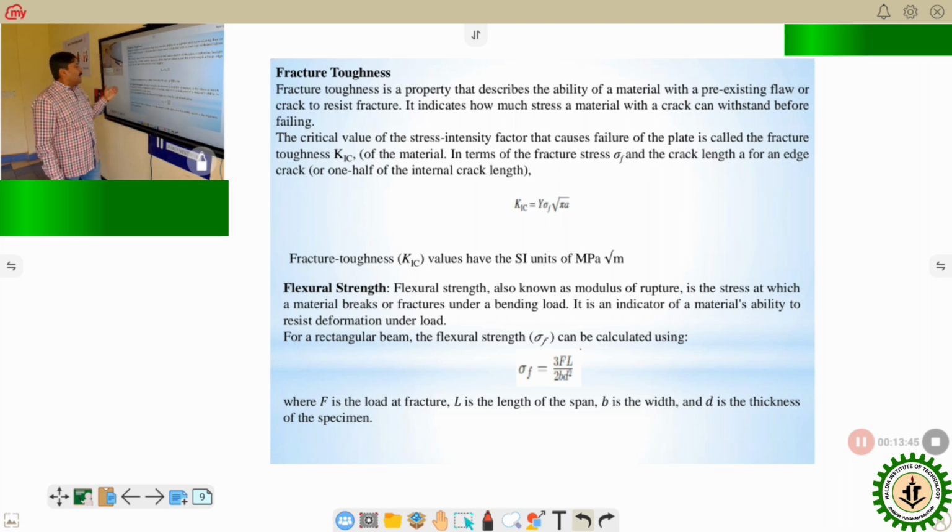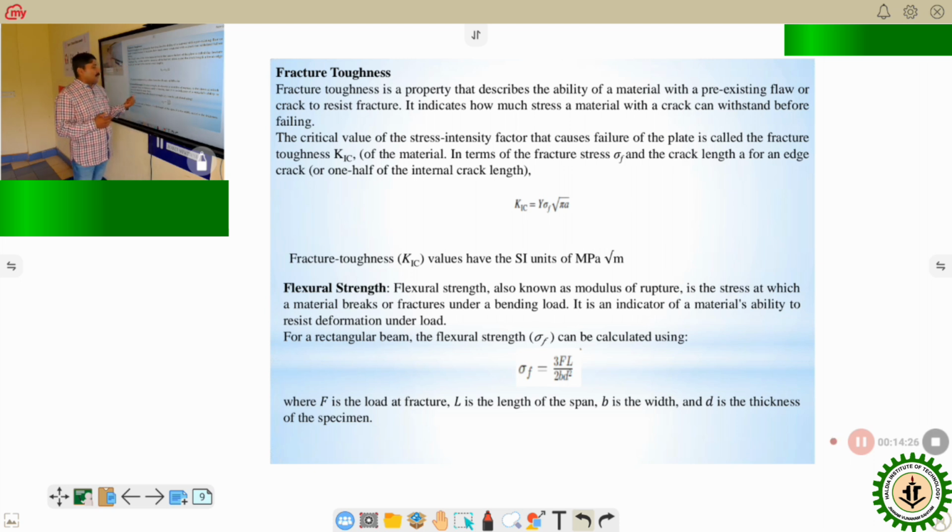Another property is the flexural strength. What is it? This is known as the modulus of rupture. It is the stress at which a material breaks or fractures under a bending load. Under a bending load, the fracture stress that we can measure gives the flexural strength of the material. It is an indicator of a material's ability to resist deformation under load.